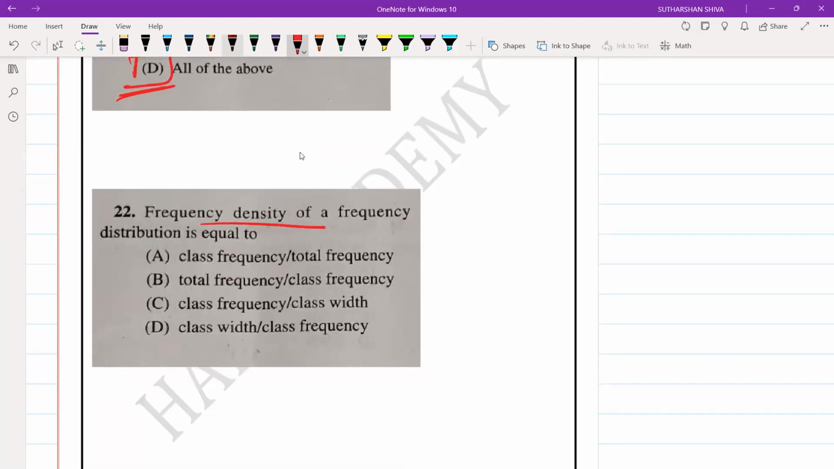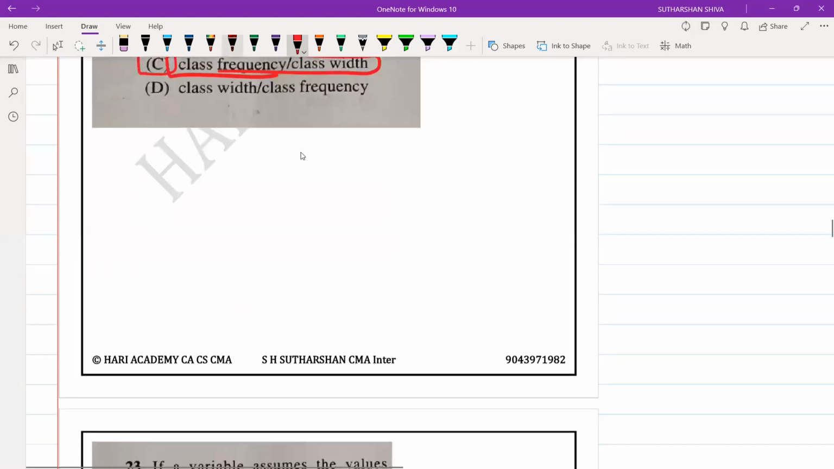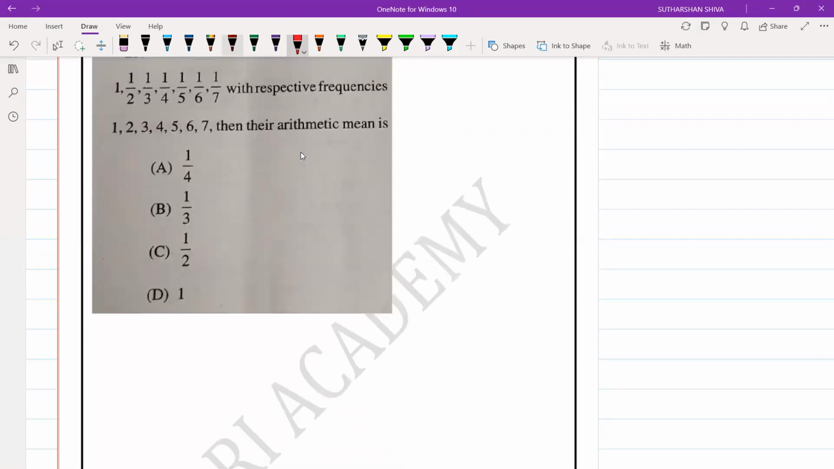Frequency density of a frequency distribution is equal to, this is a direct formula they have given, that is nothing but class frequency divided by class width. This is a formula which has been given in your material. Now 23. Another interesting question.